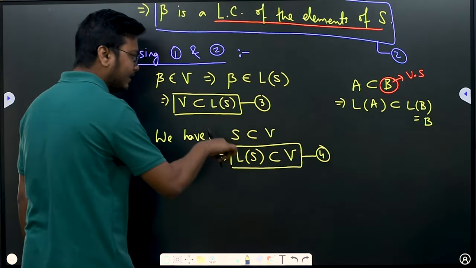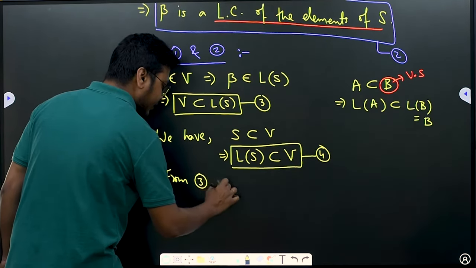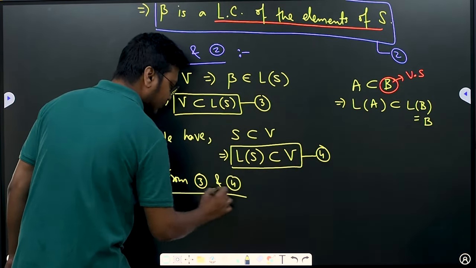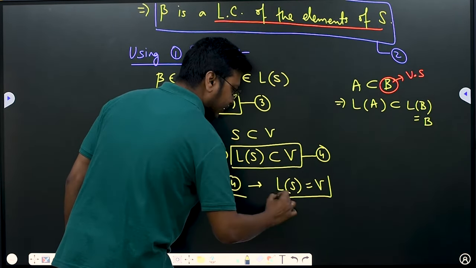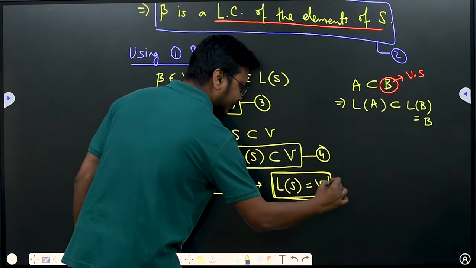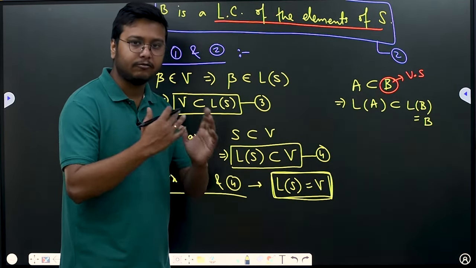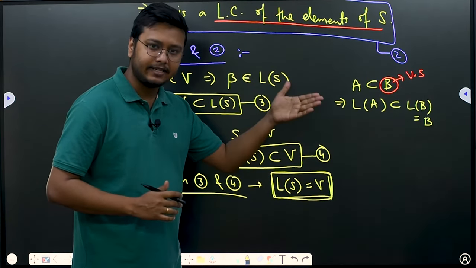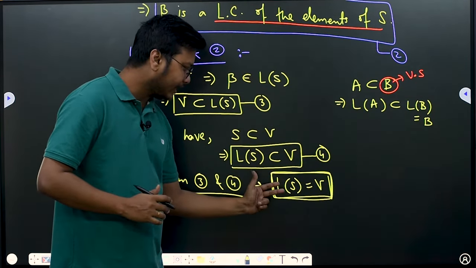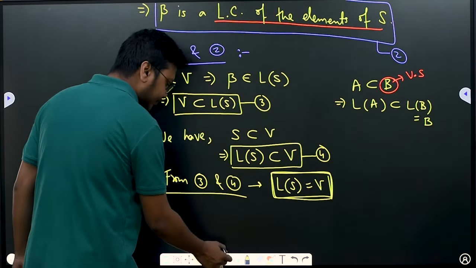So combining 3 and 4, I can say that L of S is equal to V. And you can see this was the missing property of a basis that we were trying to figure out. We had already taken S is linearly independent and now we have got L of S is equal to V, which is the second criterion of a basis.